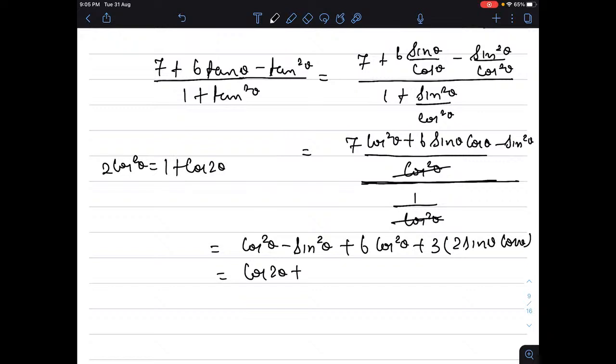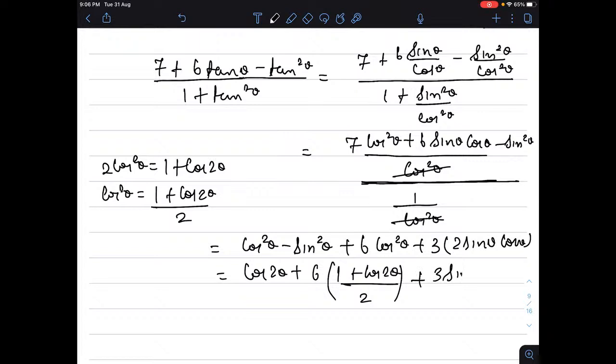Cos 2 theta is 1 plus cos 2 theta is 2 cos square theta, or cos square theta is 1 plus cos 2 theta by 2. You might be remembering this thing. So we may write 6 times of 1 plus cos 2 theta divided by 2 over here, plus 3 sin 2 theta it will be.